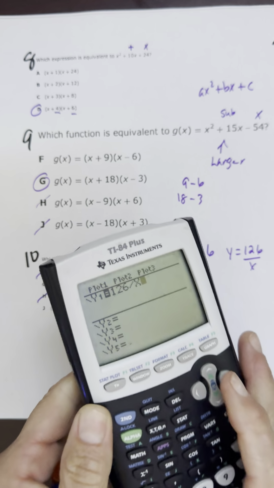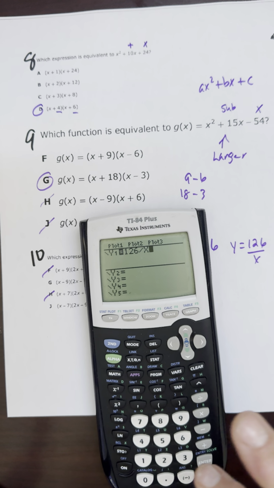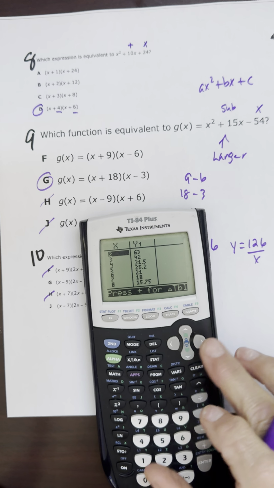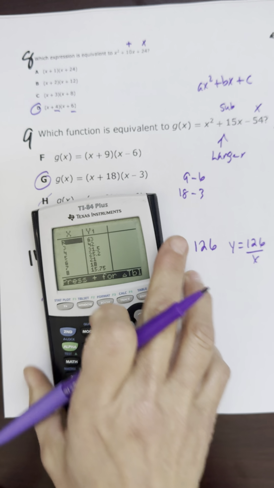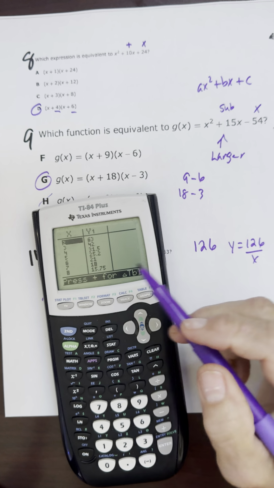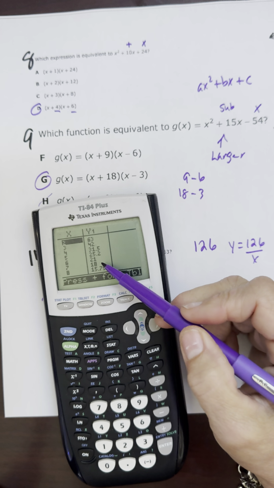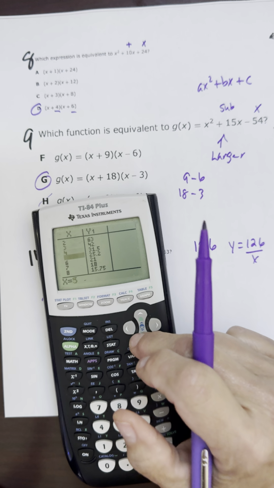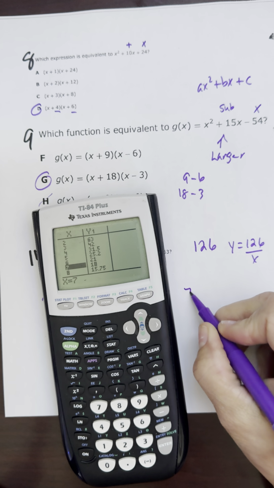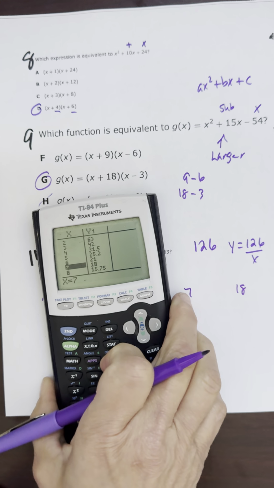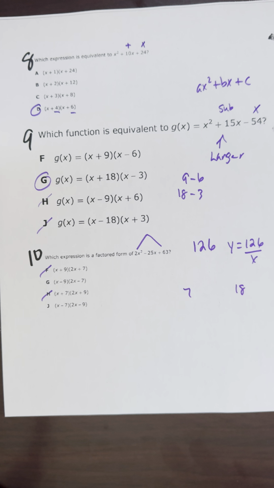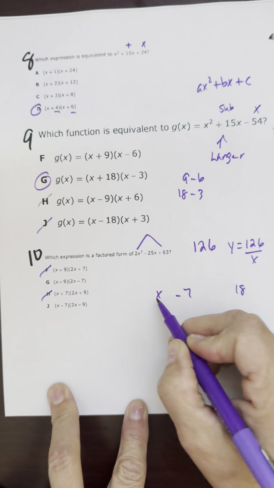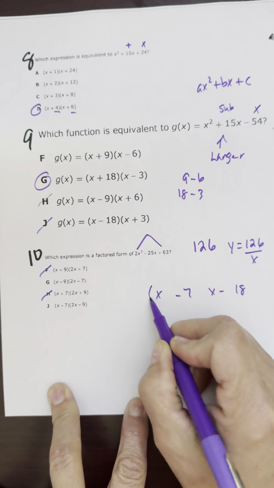Okay, so y equals 126 divided by x, and that gives you all your factors. So you're looking for one that adds to give you 25. So you have 2 and 63, 3 and 42, 6 and 21, 7 and 18. So 7 and 18 add to equal 25. And they're both going to be negative. So x and x minus.